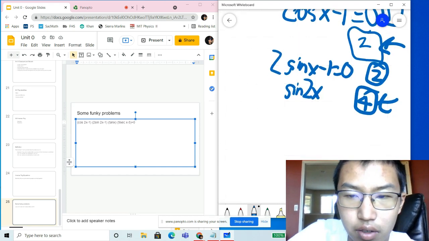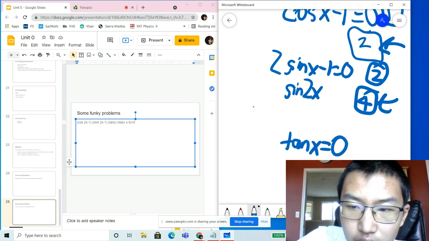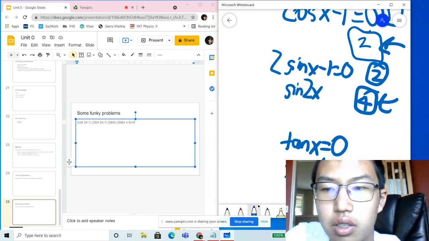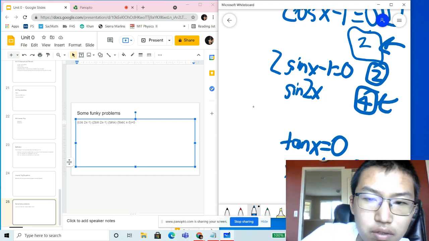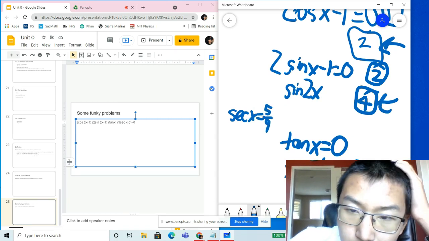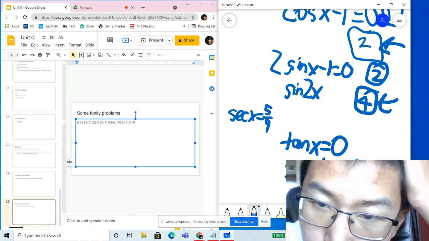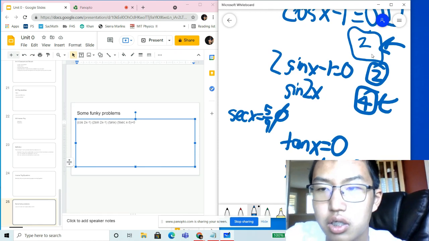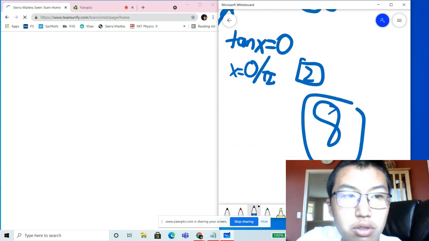On the tangent side, tangent of x equals 0. When is that true? When x is 0 and at pi. That's 2 solutions. 9 secant x minus 5. So when does secant x equal 5 over 9? Well, here's a problem. Secant is 1 over cosine, and that means cosine x must be 9 over 5, which can never happen. So there are 0 solutions. In total, there are 2 plus 4 plus 2, which is a total of 8 solutions.